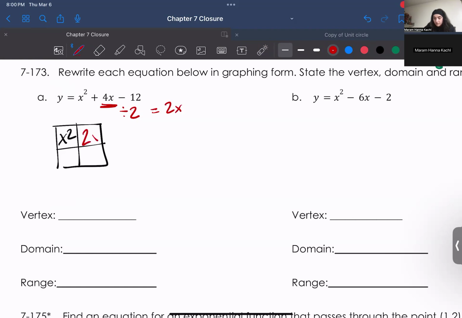That puts a 2x in this box and a 2x in that box. Now let's fill out the outside of the square. The way that we multiply to x squared is x and x. And then x times 2 gives you 2x, and x times 2 gives you 2x. How do I get this last box?